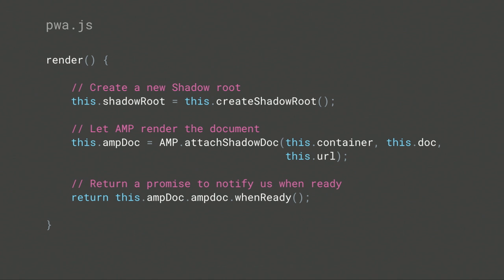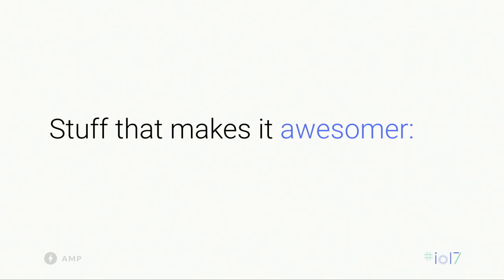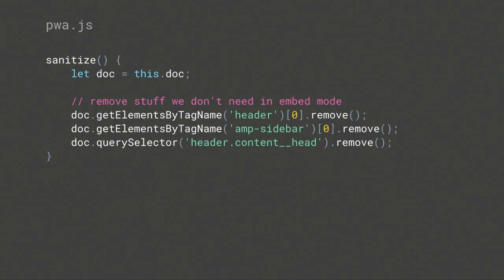And then in this case, we can also have a function that notifies us, a promise, when the page is ready and rendered out. Now, that's a basic flow. But there's a few things that make it even better. For instance, if you don't need certain things in the AMP page, because the AMP page usually has its own sidebar, its own navigation, so it can stand alone.